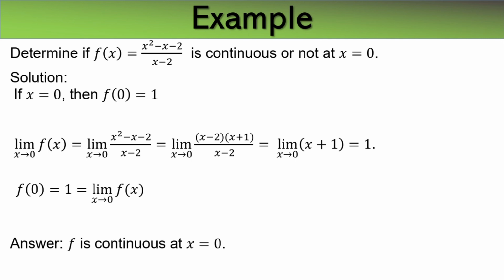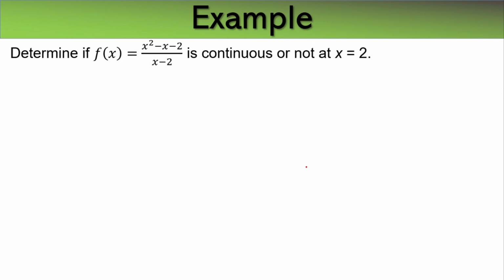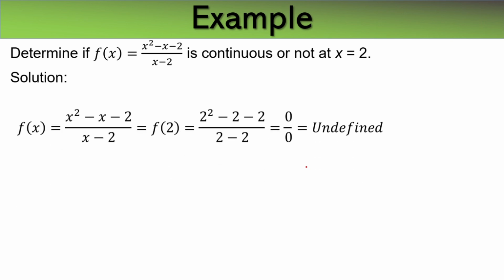For our next example, we are asked to determine if our f of x is continuous or not at x is equal to 2. Our f of x is x squared minus x minus 2 all over x minus 2. So, sa solution natin, ulitin-ulit natin yung ginawa natin dun sa mga previous examples. So, we have to compute for our f of c or our f of 2. Yan. For our f of 2, we have undefined value.